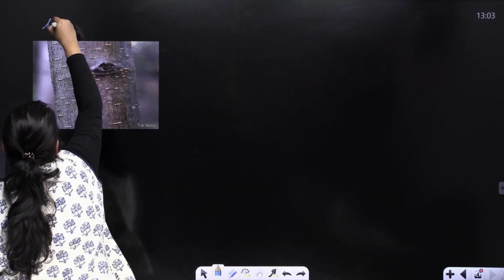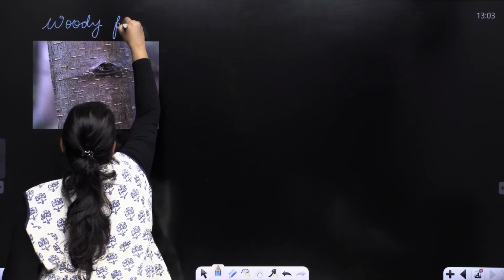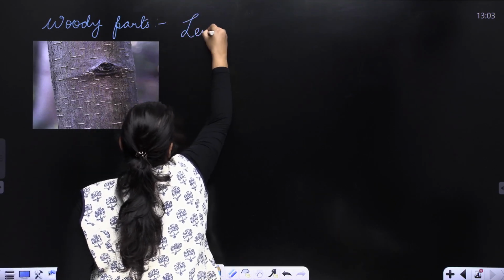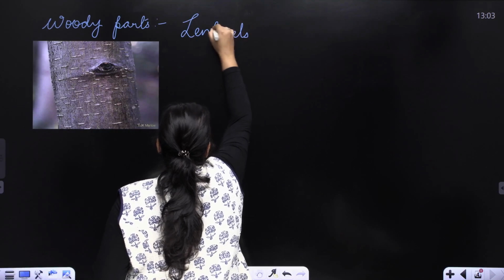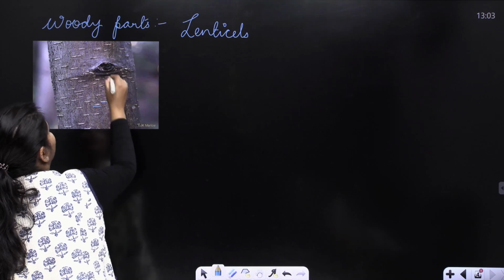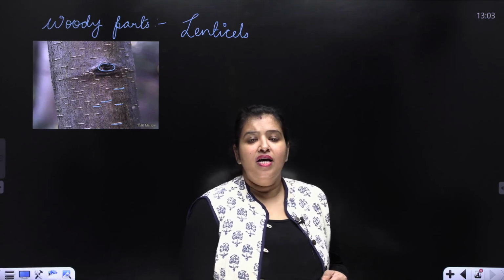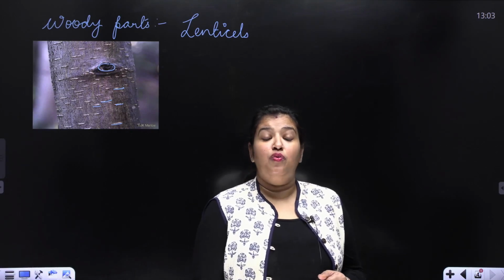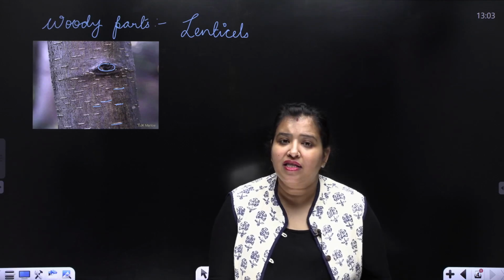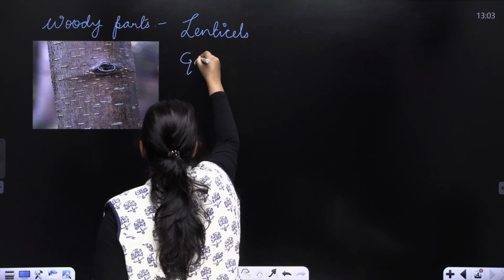The woody part of the plant, they have openings which are called lenticels. These dash-like structures that you see here, these are all lenticels. And these are mainly found in the woody parts of the plant. This is the place where direct gaseous exchange takes place through the process of diffusion.